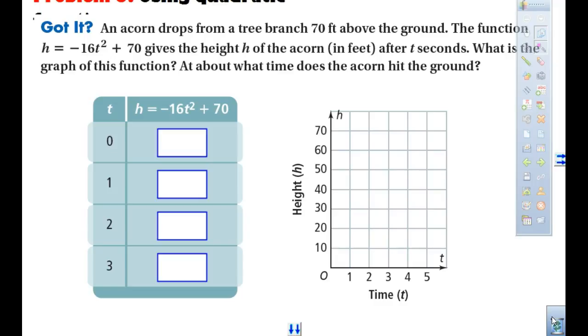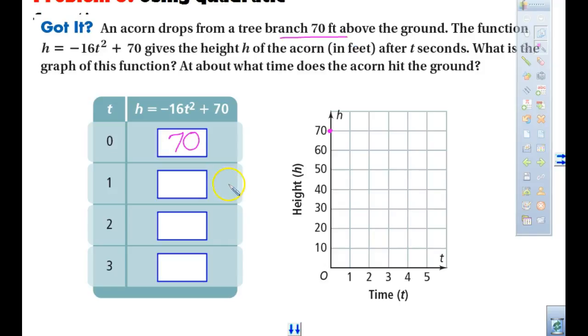And at about what time does the acorn hit the ground? Later, we're going to get really more precise with this, but to start off, you're going to plug in 0. You plug 0 in for t. 16 times 0 is 0. We're going to be left with 70, right? You're taking 0 plus 70. 0, 70. That's where the acorn starts to fall from, right? It's up 70 feet. Okay? We knew that also. So now we're going to plug in 1.